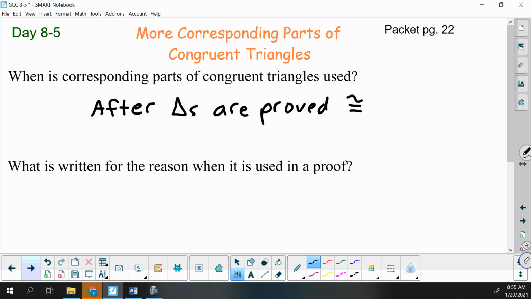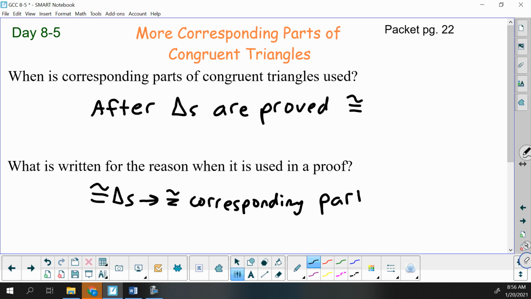And that leads us to the second one. What's the actual reason? We've got congruent triangles implies congruent corresponding parts. So once your triangles are congruent, any parts that are in the same spot are also congruent.